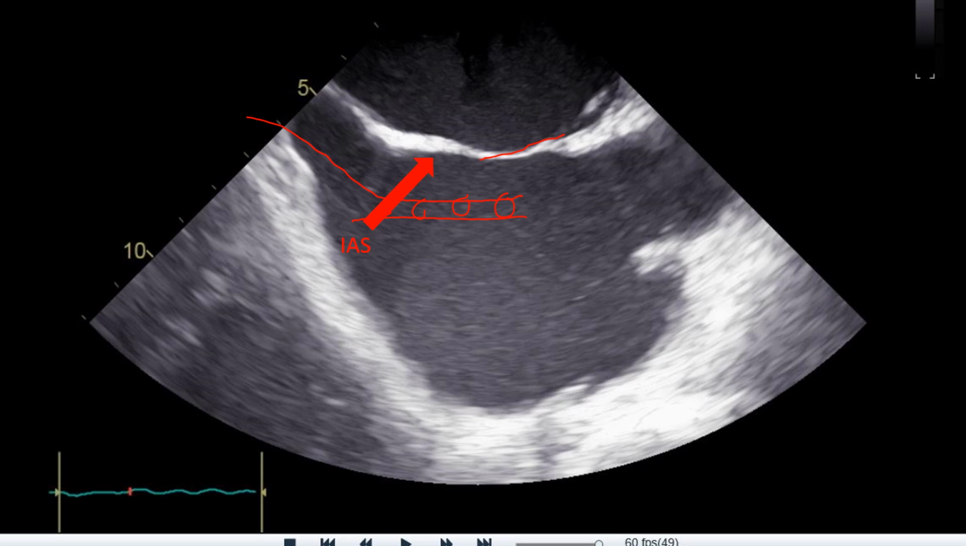And because this is our left atrium up here, and the pressure in the left atrium is higher than the pressure in the right atrium, in normal circumstances, that PFO is going to flow this way. So you'll see a color jet flowing from the left atrium to the right atrium.